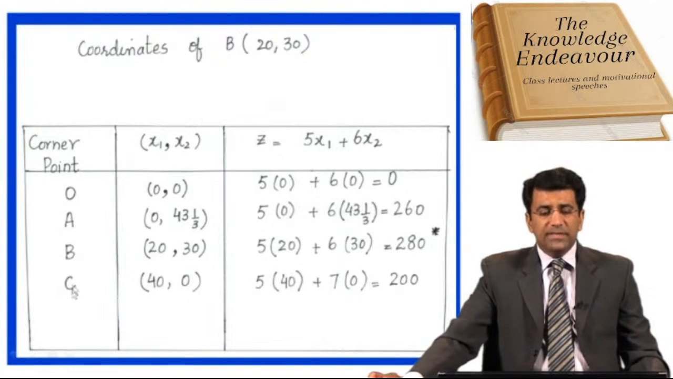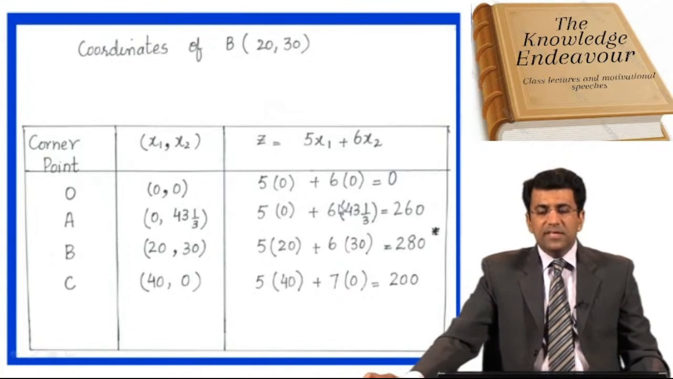Then there is another corner point, that is the point C, and the values of coordinates are again 40 and 0. If we put these values of x and y coordinates in this objective function, we will get the objective function equal to 200. Now again, if we produce 40 units of product 1, that is x1, and if you don't produce the second product at all, then the profit will be equal to 200.